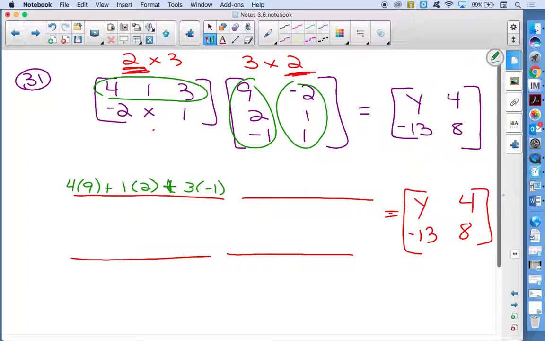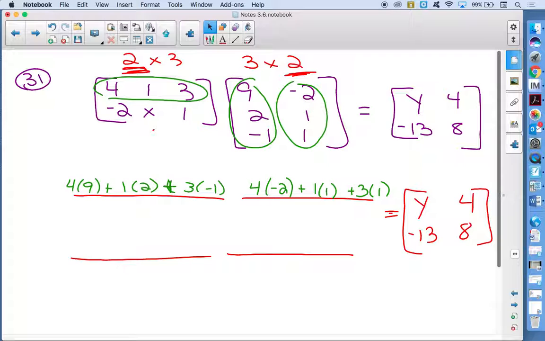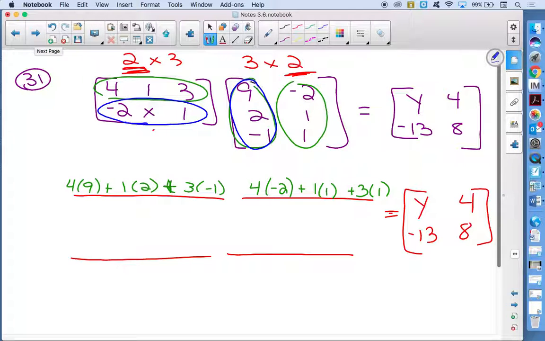Moving across to the next row. Kate, can you give me that list as well? You would have 4 times negative 2. Okay. And then 1 times 1. And then 3 times 1. Excellent. So across the row, once you finish that row, you use it with both columns, then you move down to the next row. And that next row gets attached with both columns as well.